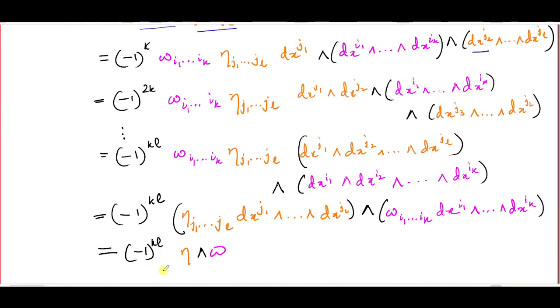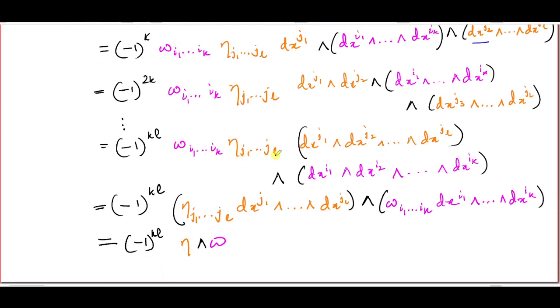Now, once you have done that, you can of course push the etas inside here and the omega inside this, and now you have eta wedge omega sitting here. So what we have ended up proving is omega wedge eta is minus 1 to the kl times eta wedge omega, the result that we had alluded to before, which tells us, let me remind you once again, that the wedge product of an even rank form with any other form is always commuting. The wedge product of two odd order forms is anti-commuting.